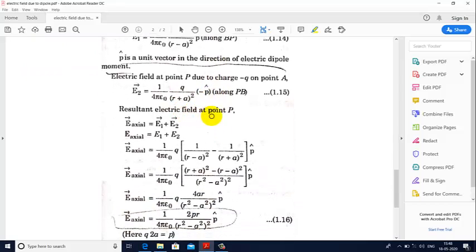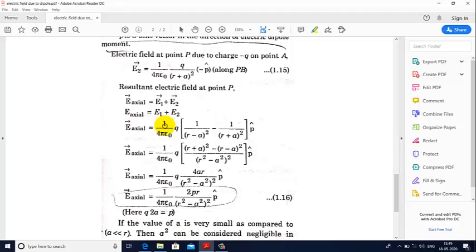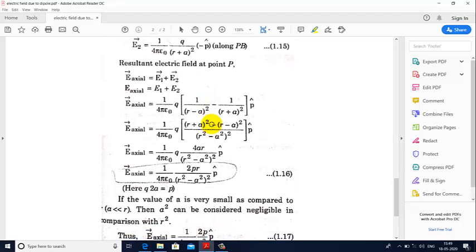So the resultant electric field at point P will be the sum of both the electric fields. So we add both the electric fields, E1 and E2. On adding these, we get this relation. Okay, we take these quantities as common and we are left with these two terms in the bracket. By taking LCM, on further solving, we get this equation.